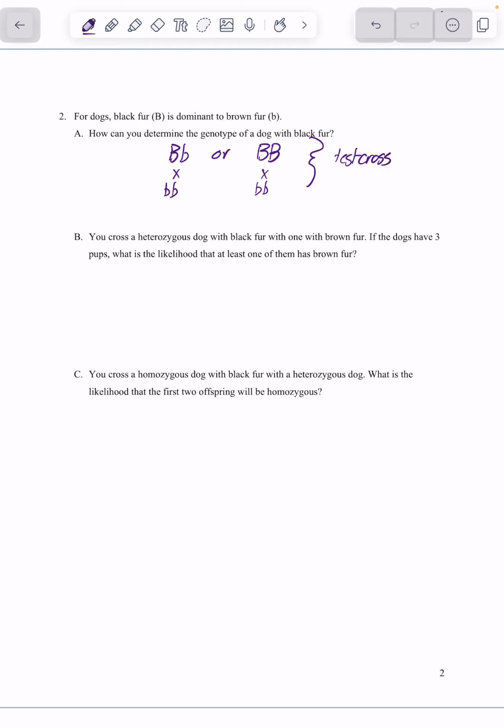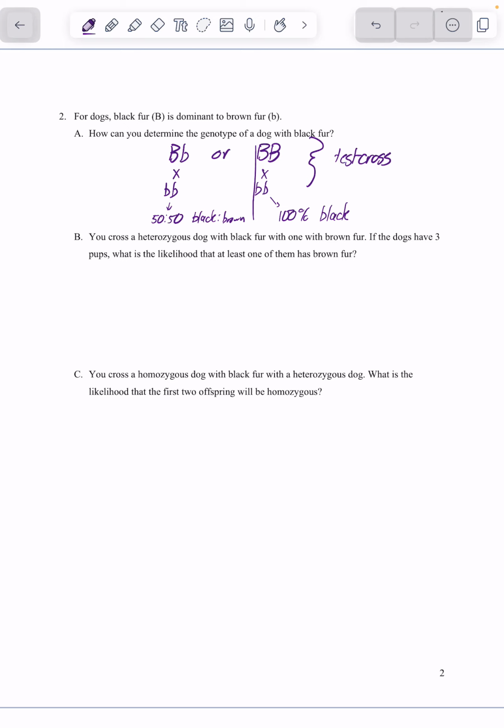All right? So if this is the case, then the offspring are going to be 50-50 black to brown. And if this is the case, then it's going to be 100% black.